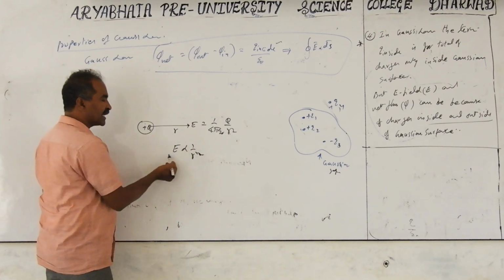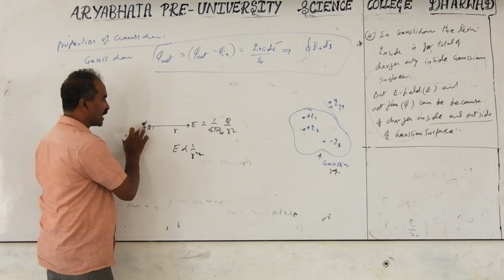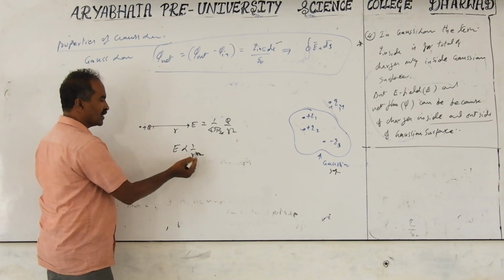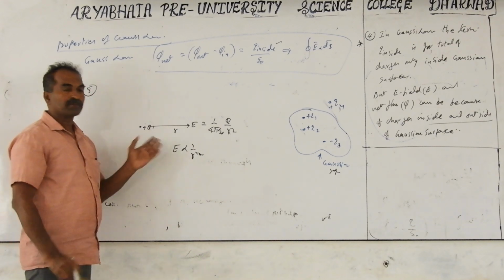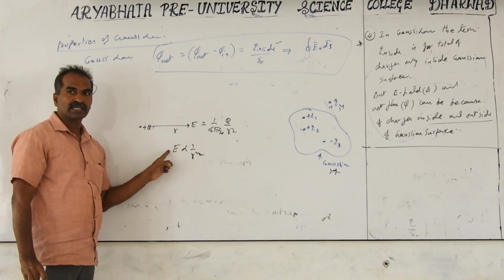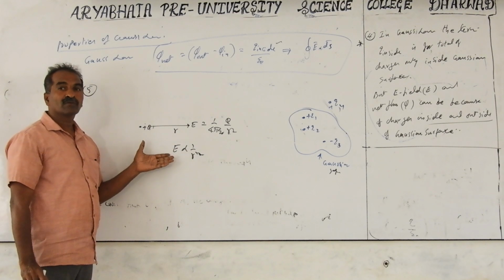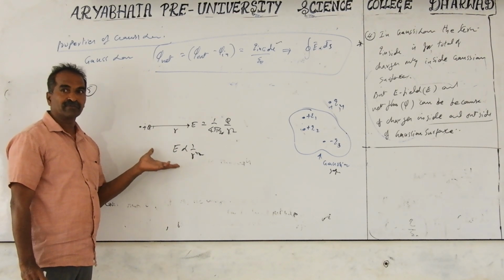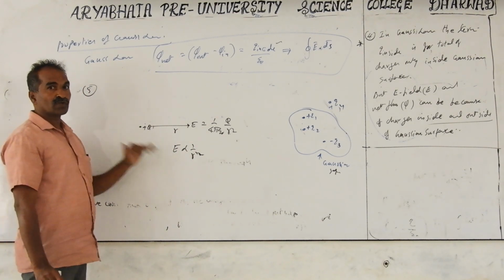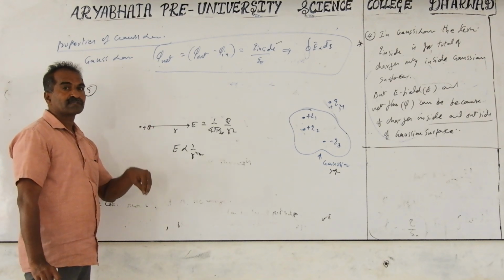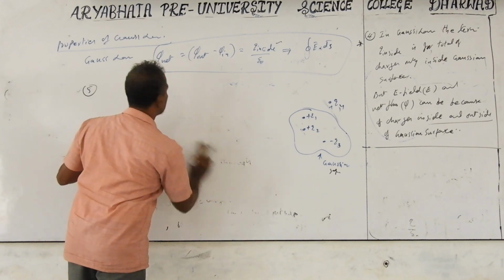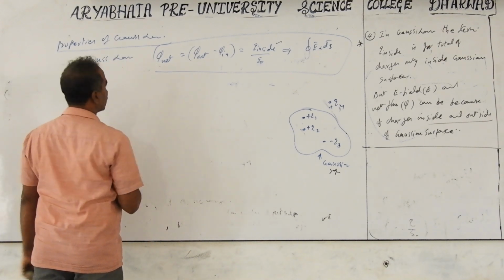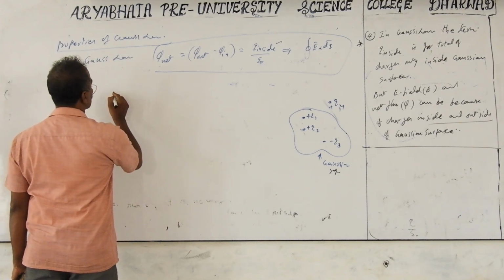Next, if R decreases, what happens? This is a point charge, not actually having any size. If R decreases, the electric field increases. On the surface, we don't have a formula to calculate it because on the surface it becomes infinity. R is 0 means electric field becomes infinity, but there is no such thing as finding an infinite electric field on the surface of the charge. So we cannot find the electric field on the surface of the charge, we can find it only outside the charge.